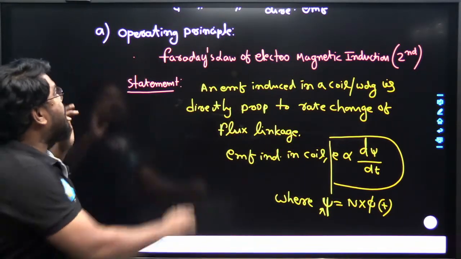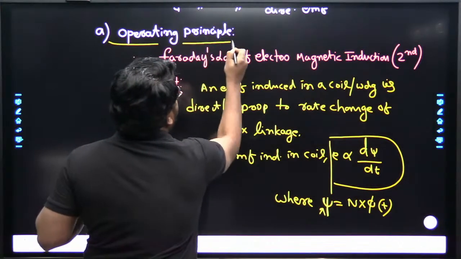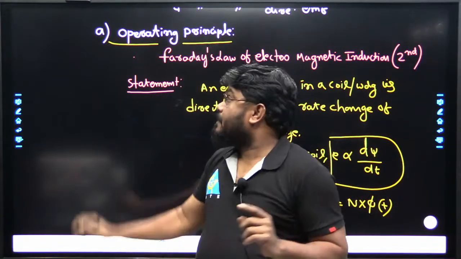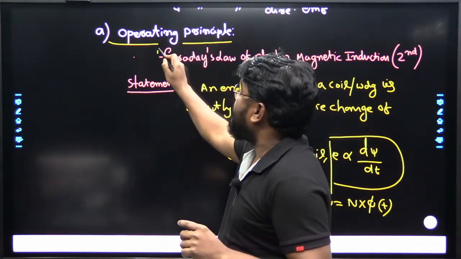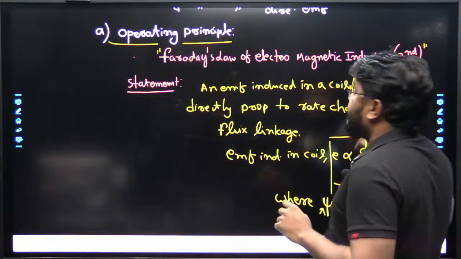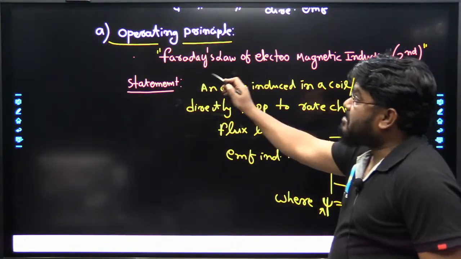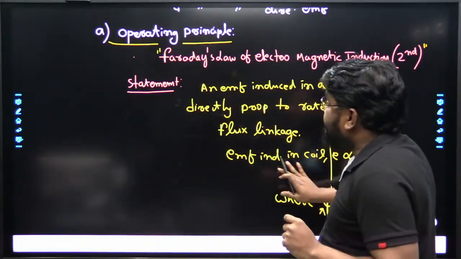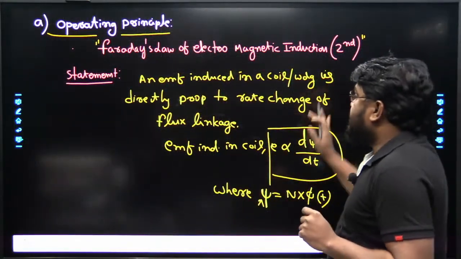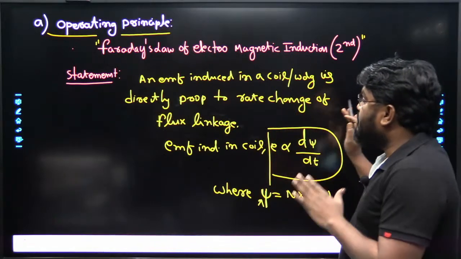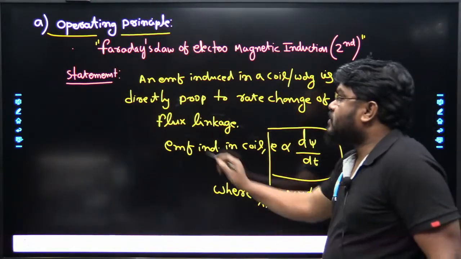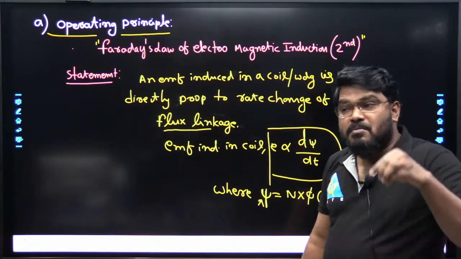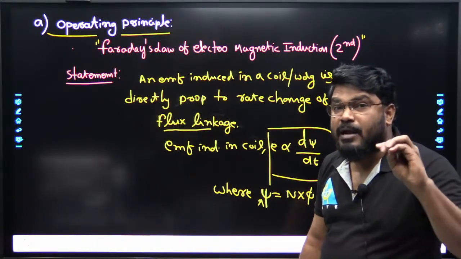So this is the operating principle of transformers. I repeat once again, listen. Transformer operates on the principle of which law? Faraday's laws of electromagnetic induction. What is the statement of Faraday's laws of electromagnetic induction? An EMF induced in a coil is directly proportional to the rate of change of flux linkage. What is the meaning of flux linkage? The flux linkage means how much amount of the flux links with the number of the turns.